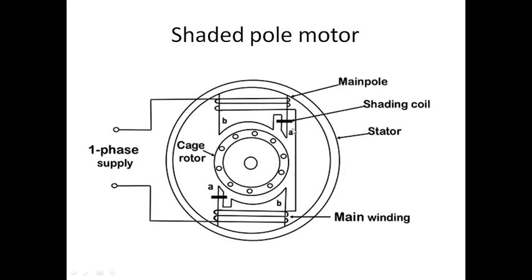In this diagram, if you look, this is your shading coil, this is the main pole, this is your stator, this is your main winding, and I am going to give a single phase supply. My shaded pole motor is also called a self-starting motor, and a single turn of copper will be there. This has a low power factor. So your power loss will be more in the shaded pole motor and it is very small. Then the stator and rotor are both laminated.